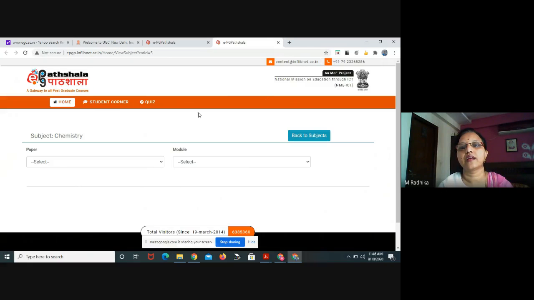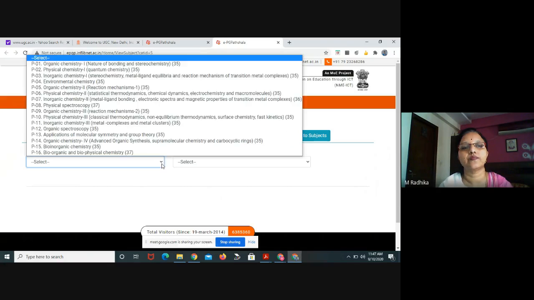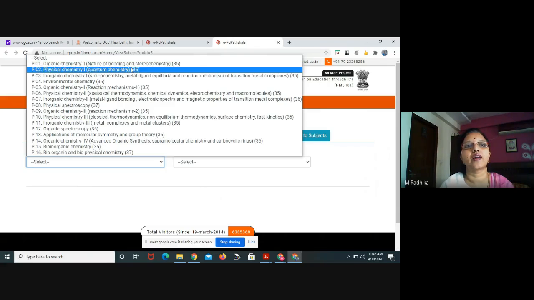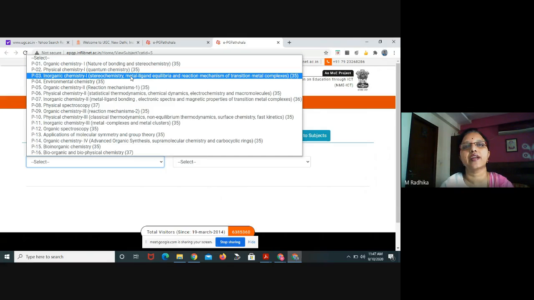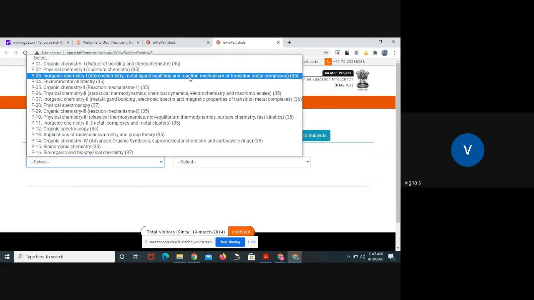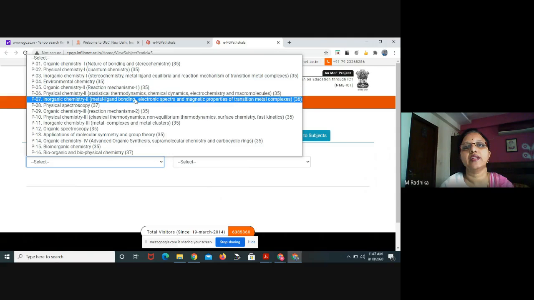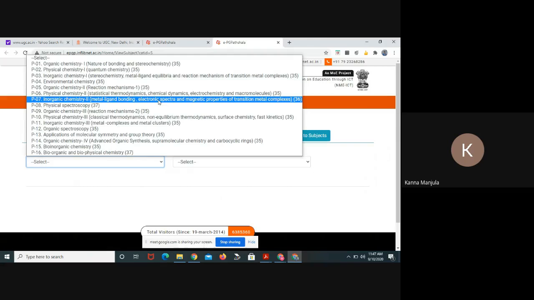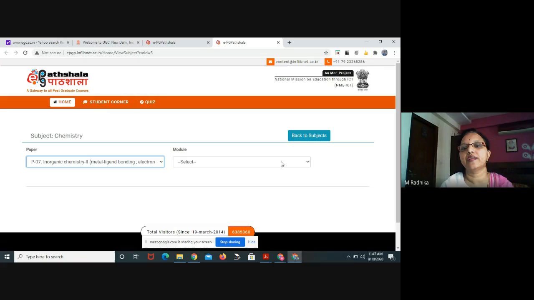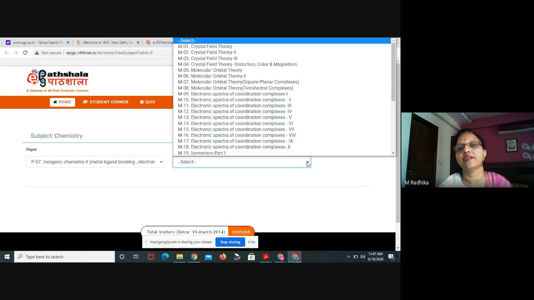Then I will select the paper. Subject is chemistry. Paper I'm going to select. You can see all are there: organic, physical, inorganic. Environmental, physical, inorganic, here again look at electronic spectrum. I have taken from this. So click on this inorganic chemistry. Then in this again you have different chapters.